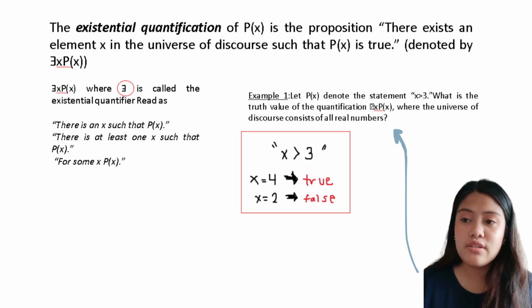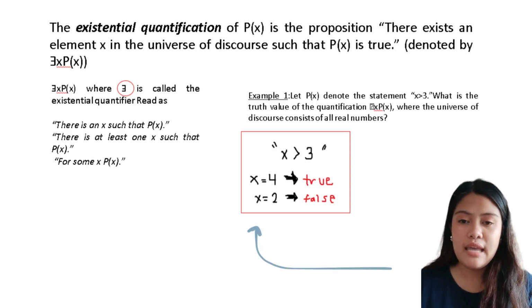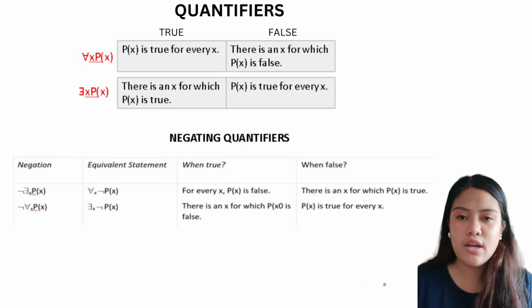In negating quantifiers, as you can see, there is an equivalent statement where the universal and the existential quantifiers come before the negation. The first statement, when true, means for every x, P(x) is false, and when false, there is an x for which P(x) is true. While the second statement is "there is an x for which P(x) is false," and when false, P(x) is true for every x.